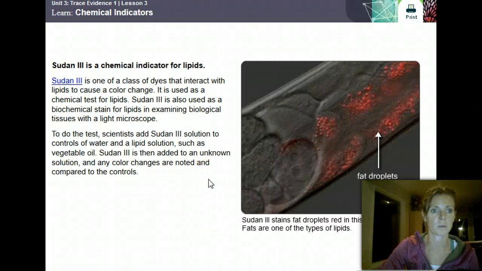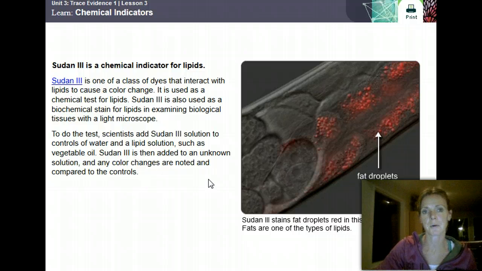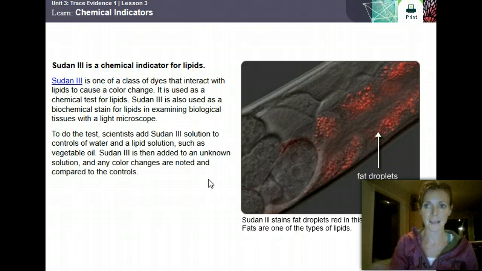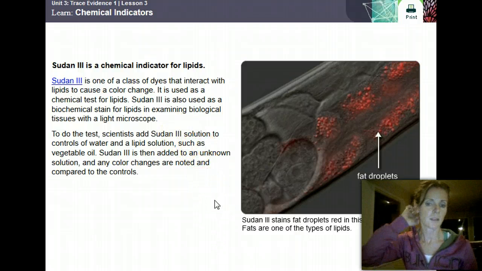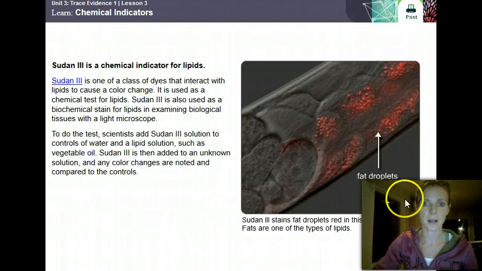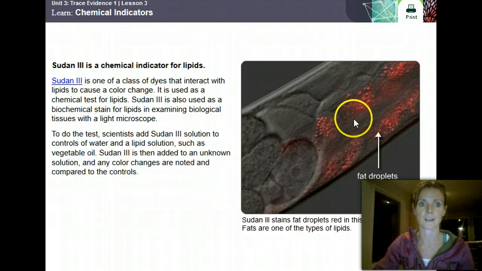Now let's go on to the next one. Sudan 3. This is a chemical indicator for lipids. So anything that has fat in it, if you were to add this Sudan 3, it's going to test positive by showing this reddish color.